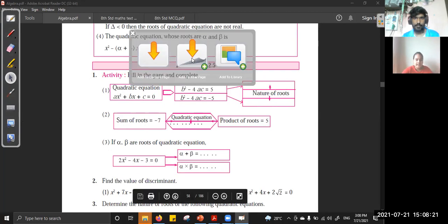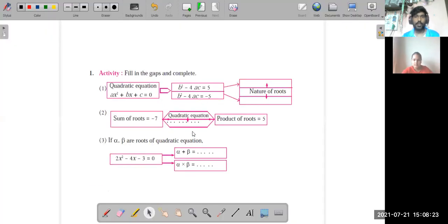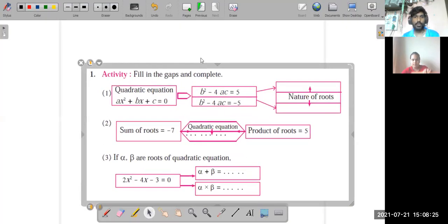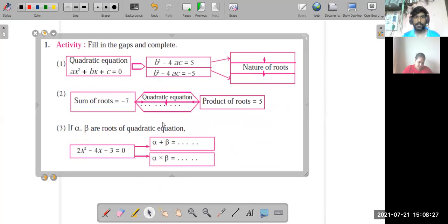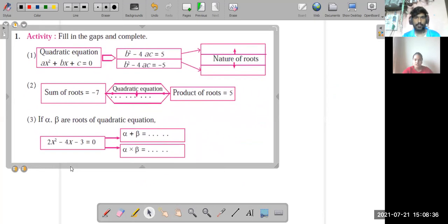I did that activity also. I did it in the textbook only. Okay, so we'll just cross-verify your answers. What is in this box here? Quadratic equation, no, first nature of roots.